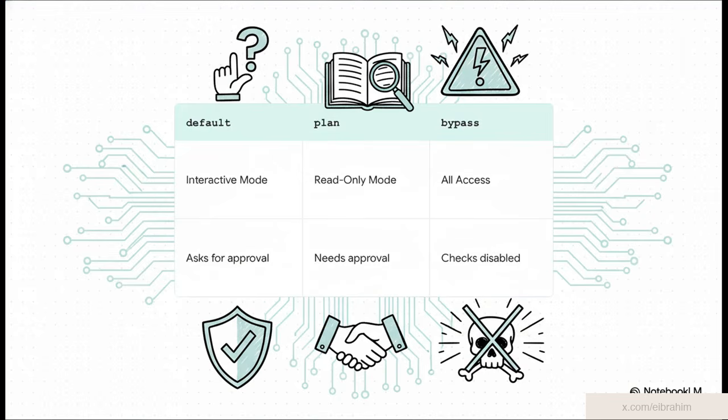First off, you are in control. The default mode is interactive. It's going to ask you for a yes or a no before it does anything even slightly risky. Plan mode is even safer. It's basically read-only. And then you have bypass mode. This mode is so dangerous, they literally put the word dangerously in the command you have to type to turn it on. That tells you everything you need to know about how they view the trade-off between power and safety.